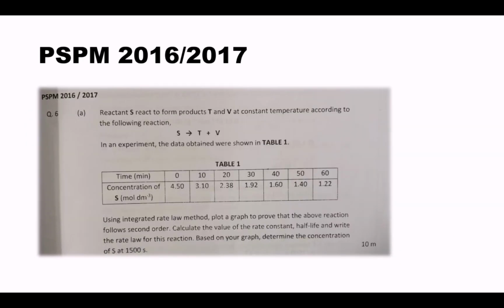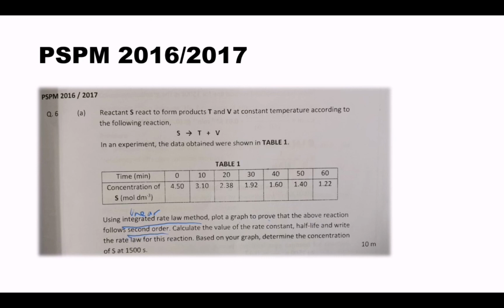This is PSPM 2016-2017. You will be given a set of data. This is the equation. S dissociates to form T and V using integrated rate law method. So kat sini dia dah nyatakan integrated rate law method. So mesti garisan linear lah. Should obey y = mx + c. Plot a graph to prove that the above reaction follows second order.